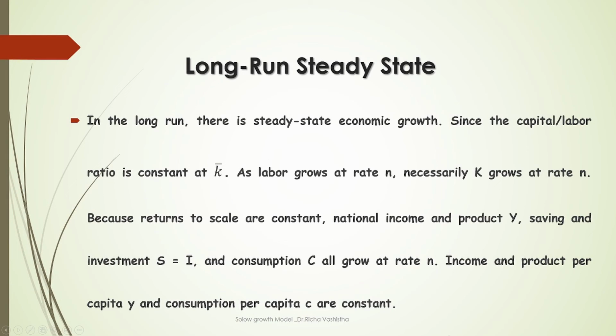Now let us talk about the long run steady state, which is another part of this model. In the long run, what happens? There is a steady state economic growth as per this model, since the capital labor ratio is constant at k bar, as we have seen in the graph itself. Now as labor grows at the rate n, capital also necessarily grows at rate n, because returns to scale are constant. So national income, product Y, capital K, saving and investment, which are equal to each other, and consumption all grow at the same rate n.